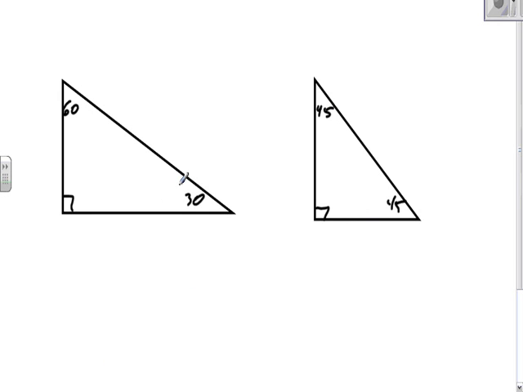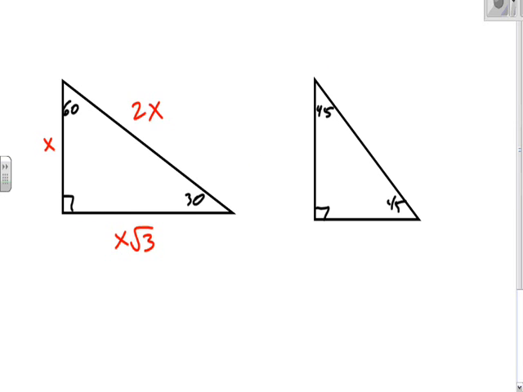So let's take a look at some of these ratios for some triangles that we're already familiar with, 30, 60, 90, and 45, 45, 90 triangles. For the 30, 60, 90 triangle, we know that the short side over here, we'll just call it x. The hypotenuse is double the short side, and the long leg is the short leg times the square root of 3.